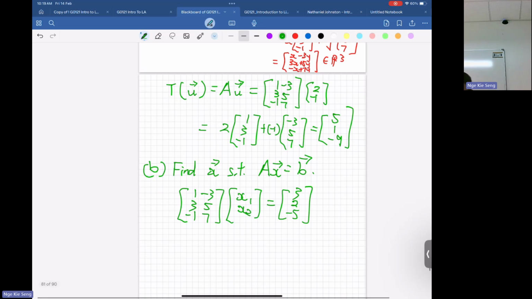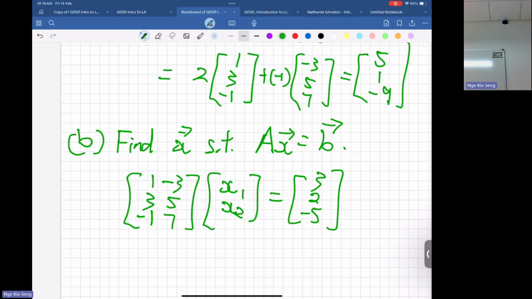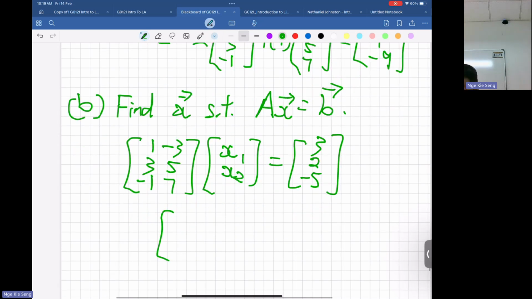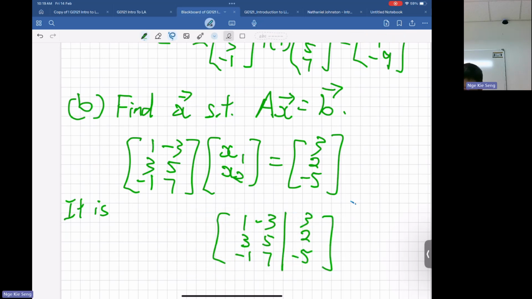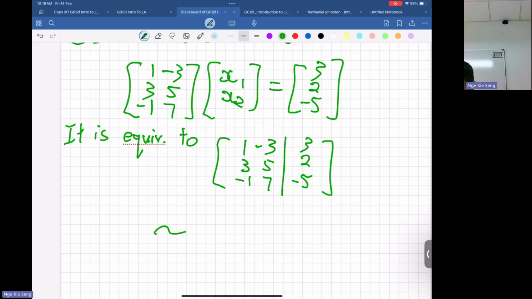So again, we want to solve this. This is what? A linear system, right or not? Okay, so to solve it, you can use what? The augmented matrix. So it is equivalent to the augmented matrix. Okay. So should we do it? Let's do it. R2 minus 3 R1 and R3 plus R1.